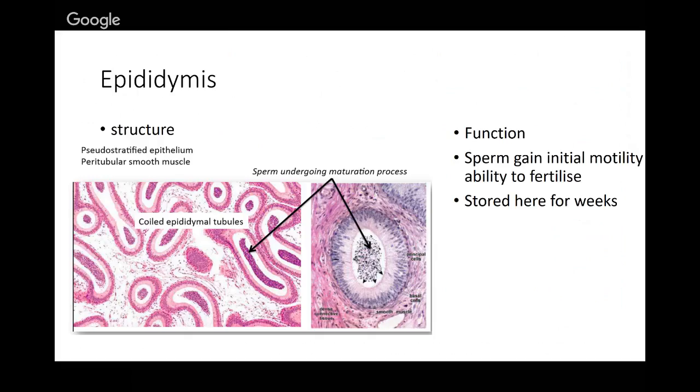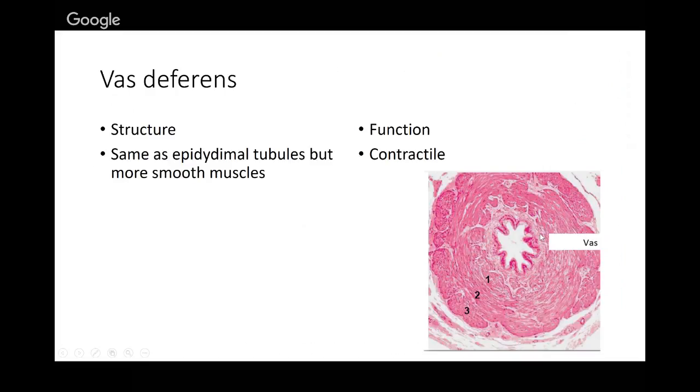So the epididymis structure, it's lined by pseudostratified epithelium. It has smooth muscle. So pretty much all of the tubules in the testis and after is gonna have smooth muscle because you need that for contraction that move the sperm along. So it makes sense. So there's a sperm inside here. The function here is at the epididymis, the sperm can gain initial motility and the ability to fertilize, and it can be stored in the epididymis. So the vas deferens is the same, except it has even more smooth muscles because the function is contractile.